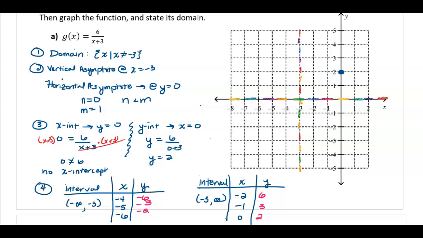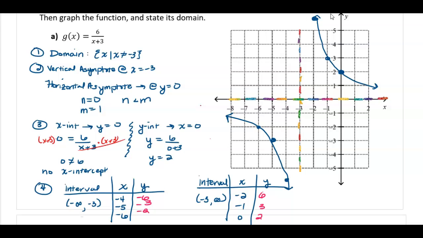So here we're going to go -4, -6 is way down here. And then I have -5, -3. And then we have -6, -2. Now I'm going to make my smooth curve to plot that. Now I'm going to do the other side. -2, +6, way up here. -1, +3. We had that y-intercept right here at 0, 2. And we're going to do our nice smooth curve again.